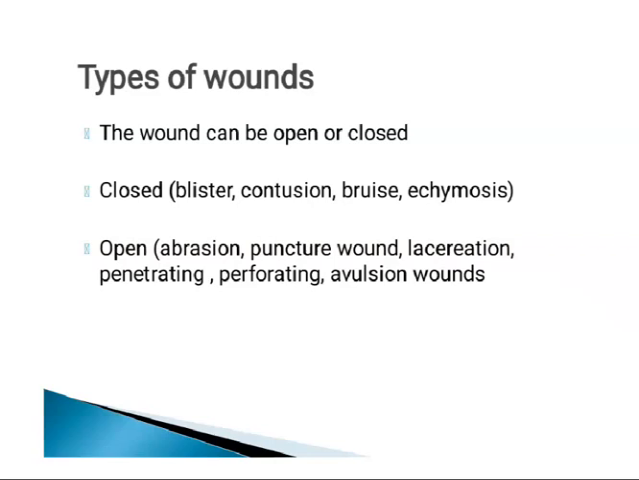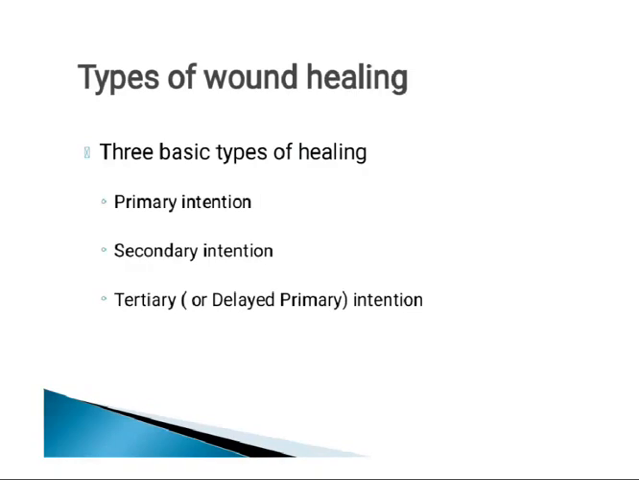The types of wounds can be closed or open. For closed wounds, we have the blister, contusion, bruise, and ecchymosis, and for open wounds, we have abrasion, puncture wound, laceration, penetrating wounds, perforation, and avulsion wounds. Let's look at the other types. Like I talked about, there are three basic types of healing: healing by primary intention, secondary intention, and tertiary or delayed primary intention.